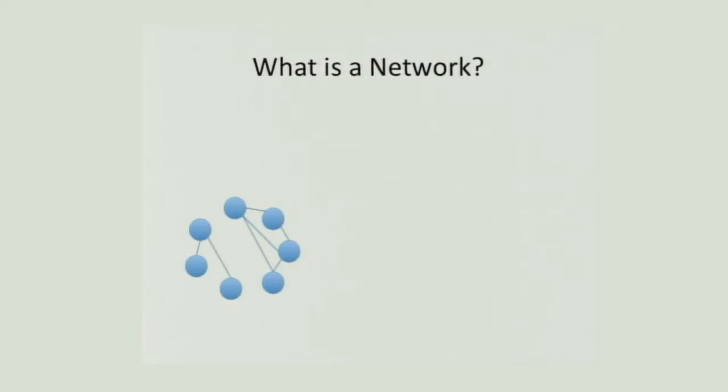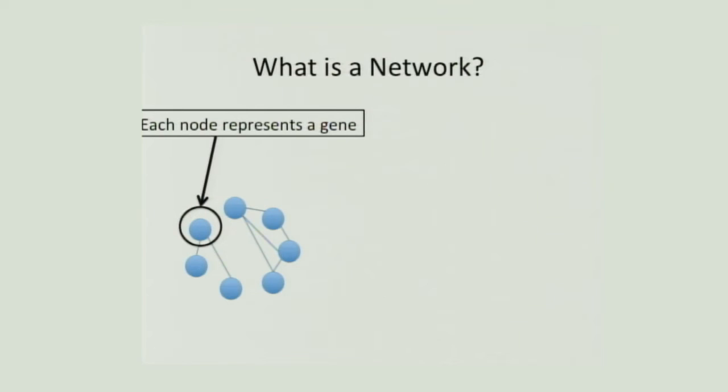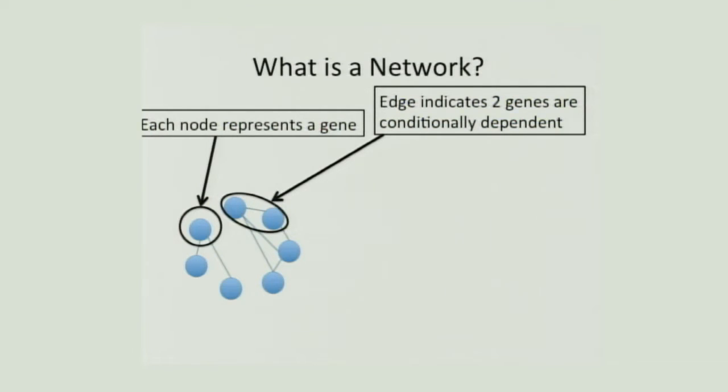So in order for this question to make sense, we need to, first of all, be clear about what it is that we mean by a network. I'm going to be showing pictures like this, and in this picture, each node represents a gene. Here I'm talking about genes, but these don't have to be genes. These could be any sort of biological molecules of interest. And the idea is that some of these nodes are connected by edges.